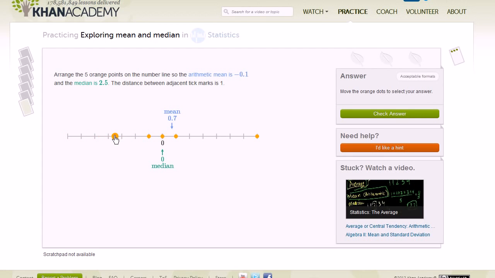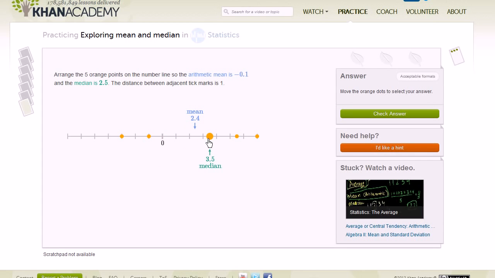So in this case, it's asking us for a mean of negative 0.1 and a median of 2.5. Those are very far apart. So you might expect a lot of outliers. So when we're done, you probably would think a lot of the points are going to be closer to 2.5. Let's think about this. So let me get the median first. The median is just a middle number. And here there's 5 numbers, so the middle number literally has to be 2.5. So one of those dots has to be on 2.5. So let me make the middle number 2.5.